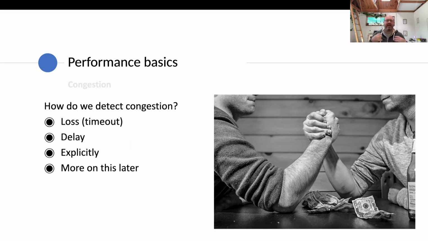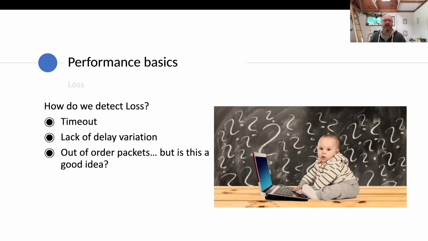So how do we detect congestion? Well, we detect it from loss and timeouts. We detect it using delay, maybe explicitly using explicit congestion notifications, and I'll talk a little bit about that later. So, how do we detect loss? Kind of the same way. We use timeout, and we can also use a lack of delay variation, and so that's your round trip time variation. But out of order packets is another way that we detect loss.